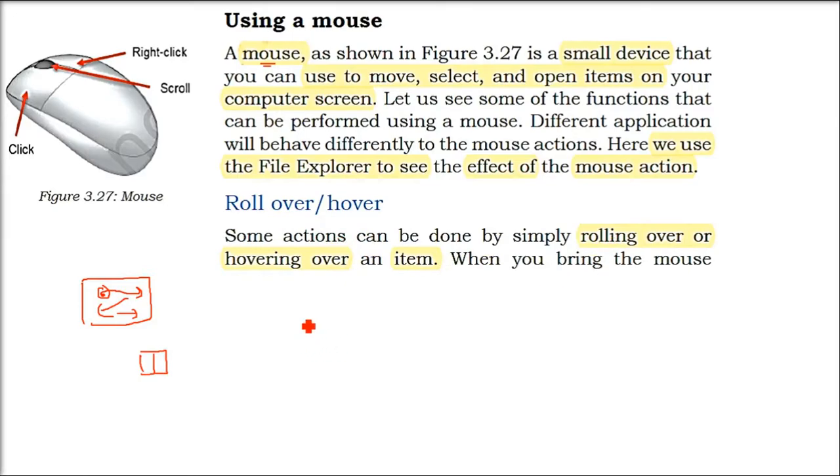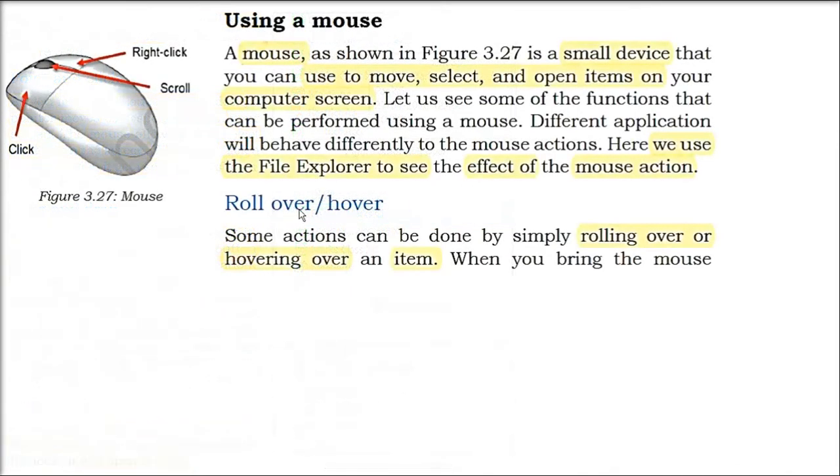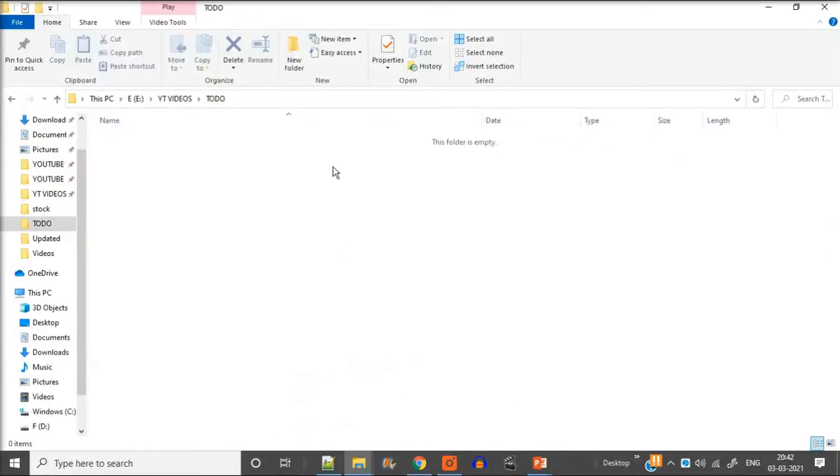So rolling over or hovering is going to a certain item, certain file, certain folder. Then point and click, just select that and click. Drag and drop means press your button, take it somewhere and leave it, and double click will open it. I'll give you an example.